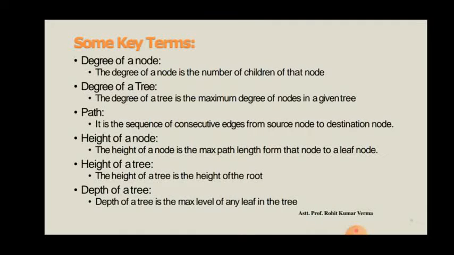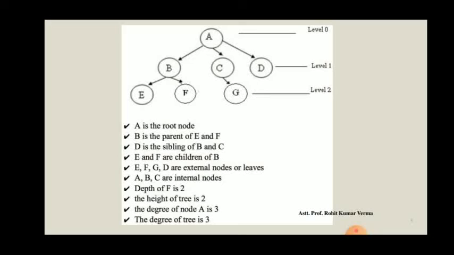Then we have height of a node. What is the height of a node? It is the maximum path length from that node to a leaf node. The maximum path length from that node to a leaf node is known as the height of a node. Then height of a tree: the height of a tree is the height of the root. And the depth of a tree is the maximum level of any leaf in the tree. So here you can see.